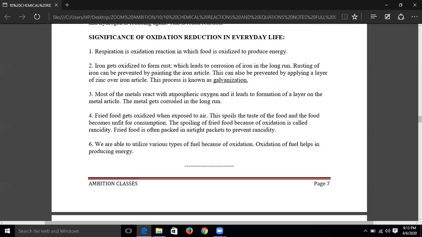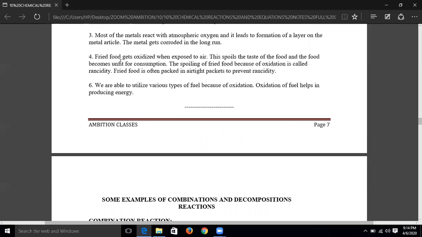Most of the metals react with atmospheric oxygen and it leads to formation of a layer on the metal article. The metal gets corroded in the long run. Fried food gets oxidized when exposed to air. This spoils the taste of the food and food becomes unfit for consumption. The spoiling of fried food because of oxidation is called rancidity. Fried food is often packed in airtight packets to prevent rancidity. So most of the food stocks available in the market are packed in airtight containers.